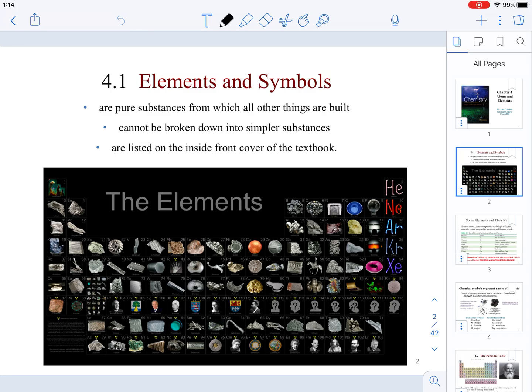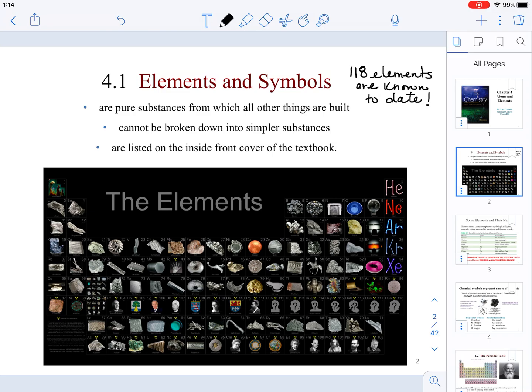Now, understand that this edition of the textbook does not have all the elements from the periodic table, and at this time the periodic table actually has 118 elements known to date. Now, understand that all of these elements that we have in the periodic table, we know not everything is found in nature.